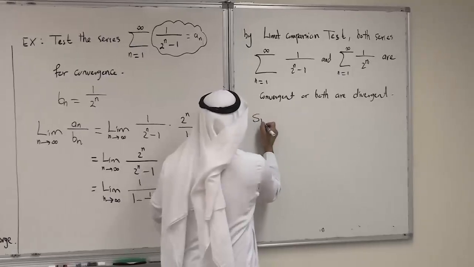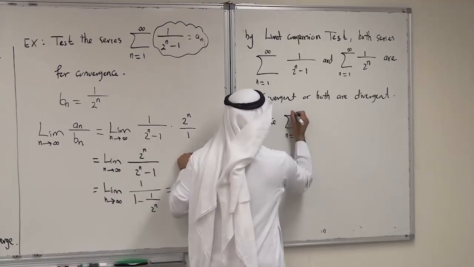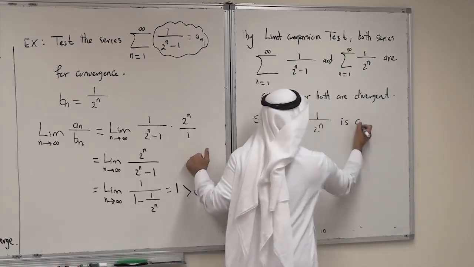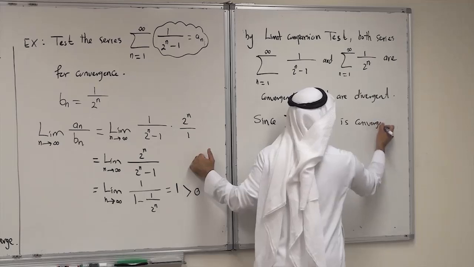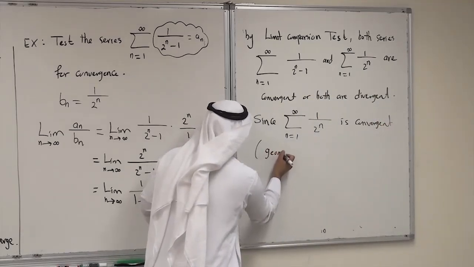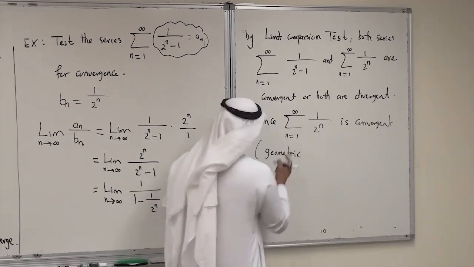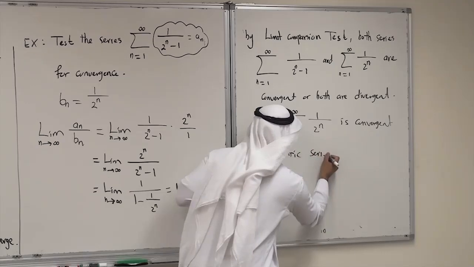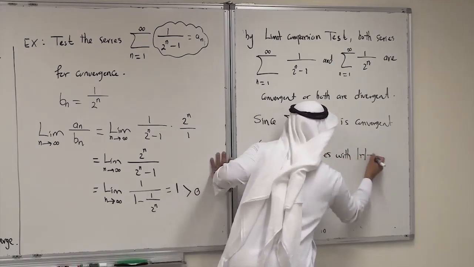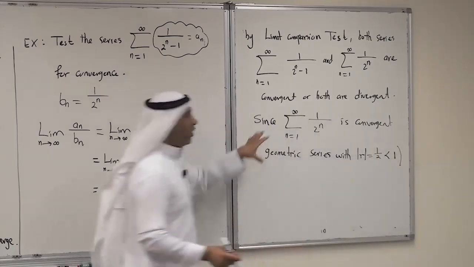Now, since we know that the summation n equal to 1 up to infinity of 1 over 2 to the n is convergent, why is it convergent? This is very important here. This is a geometric series. This is the reason why it is convergent. Geometric series with what? With absolute value of r, the ratio, being 1/2, which is less than 1. Okay? So it is convergent.